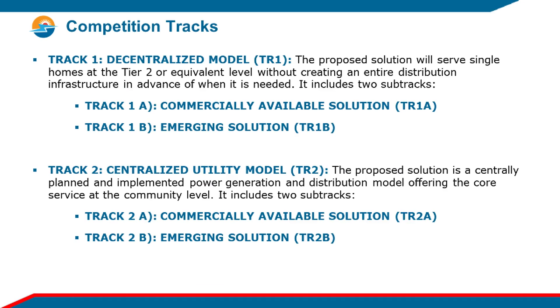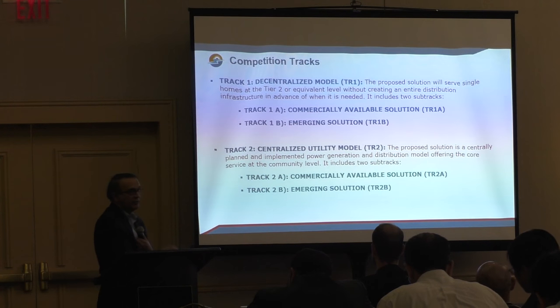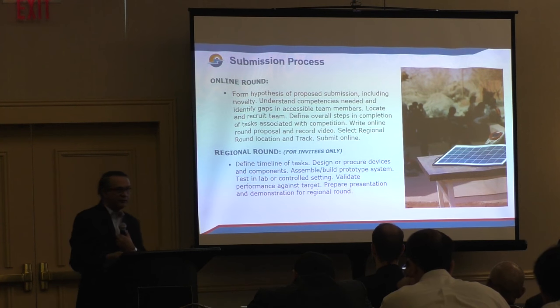Now, in that, again, we have two subtracks. For each of them, the commercially available solutions have a much lower hurdle in terms of demonstrating, because they just have to show what they're doing and give data. We validate that and it's done. And then emerging solutions, which can be companies, labs, or academia participating, have to demonstrate, develop the devices if needed, or interconnect them if needed. So you can do this in multiple ways, and we'll talk about that. But this is the model essentially where we are looking at how the competition is going to be organized. So the submission process is this way.